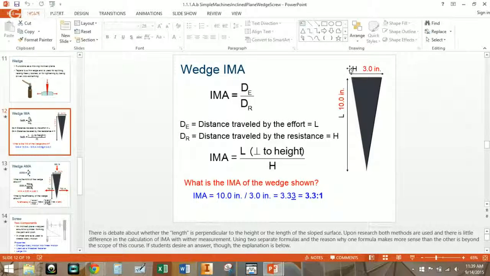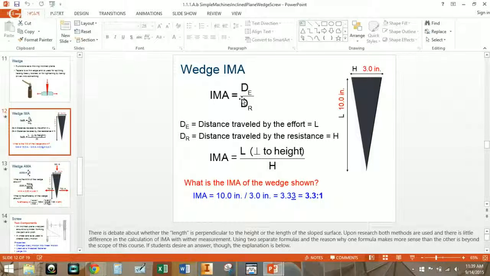Now I do need to make this really clear to you guys. This L and the H now seem like they're switched around, okay? Especially in this orientation where we have the pointy end pointing up and down instead of left or right. But the L here is the distance of our effort, so how much we would have to push this wedge, say, into a block. And then our height is just the distance that we would be pushing outward at any given height. So if we push this wedge all the way in 10 inches, we would have separated, let's say, a piece of wood by only 3 inches.